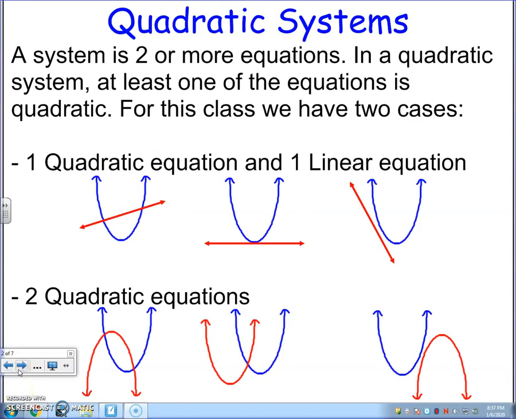So remember that a system is two or more equations. In a quadratic system, at least one of the equations will be quadratic. In our class, we only have two cases: one quadratic and one linear, or two quadratics. So there are three examples of each and how they could intersect.